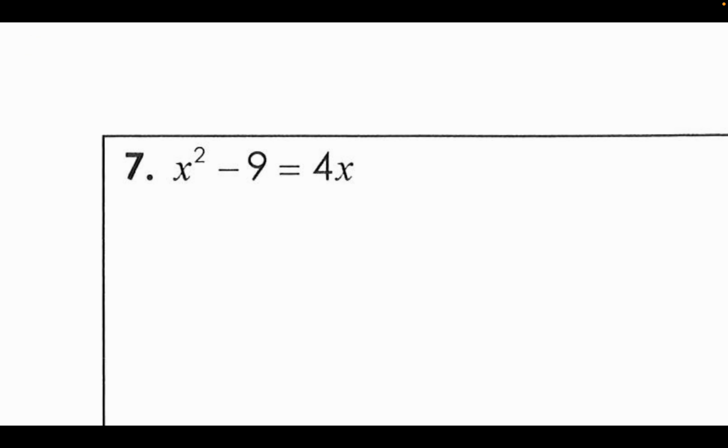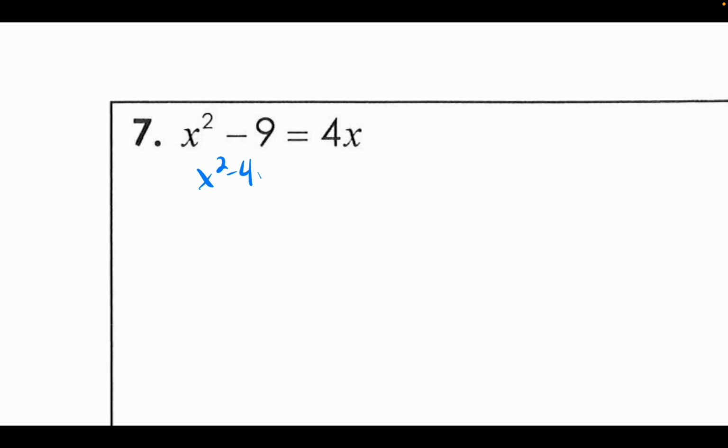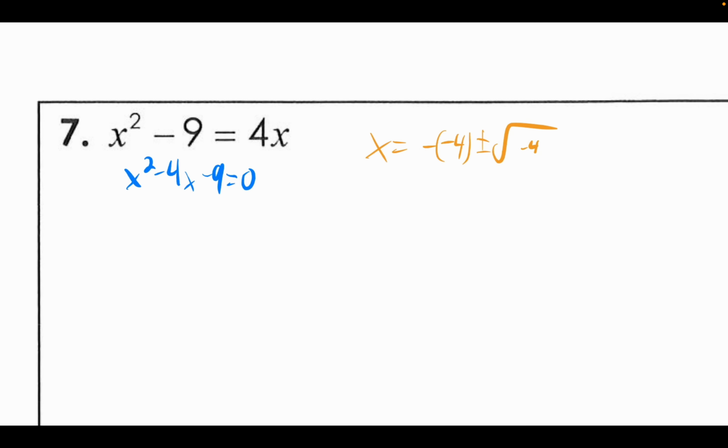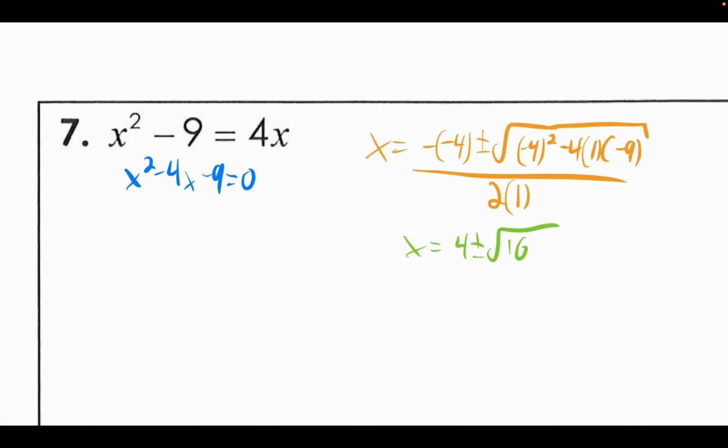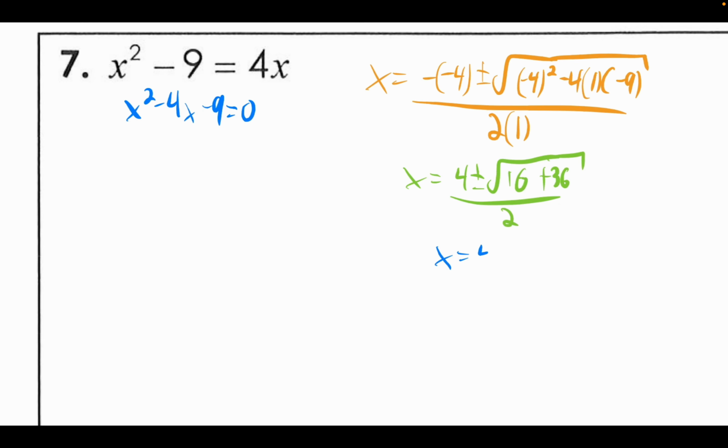We're going to subtract 4x and get x squared minus 4x minus 9 equals 0. Plug this into my quadratic formula, and I get x equals negative of negative 4 plus or minus the square root of negative 4 squared minus 4 times 1 times negative 9, all over 2 times 1, or 2a. So this is positive 4 plus or minus the square root of 16 plus 36, all over 2. And that is 4 plus or minus the square root of 52, all over 2.